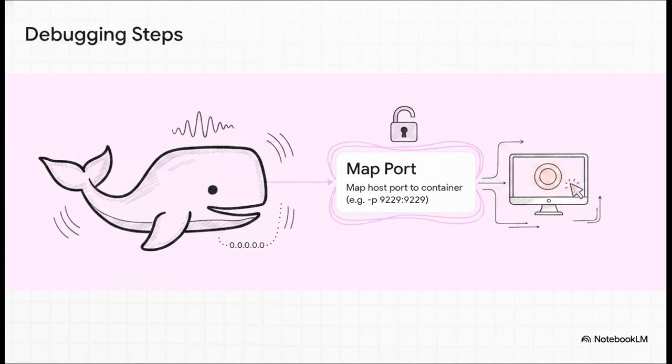Step 1, tell our runtime to listen for debuggers. Now, this is absolutely crucial. It must listen on all IP addresses using 0.0.0.0, not just localhost, because remember, it's inside a container network. Then step 2, we map that specific debug port, like 9229 for Node, out to our localhost machine so our IDE can actually grab it.